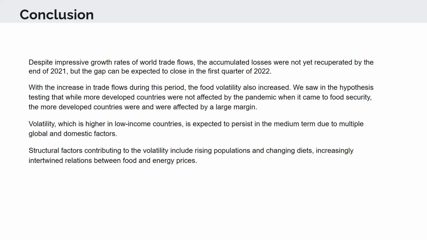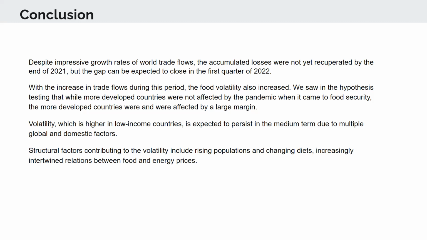So we can conclude that though we saw a good growth in world trade flows, the accumulated losses were not yet regained by the end of 2021. So there was an increase in trade flow. There was an increase in food volatility as there is an increase in trade flows.